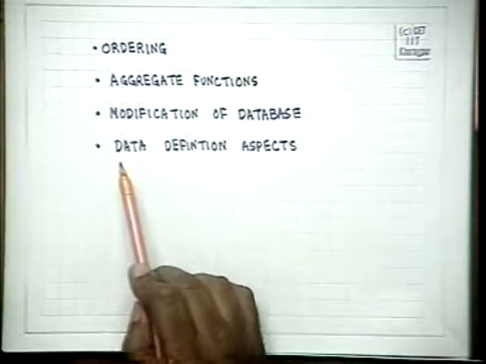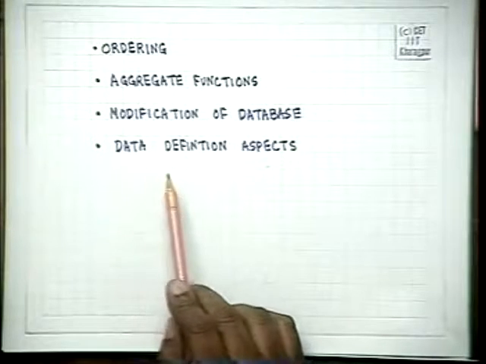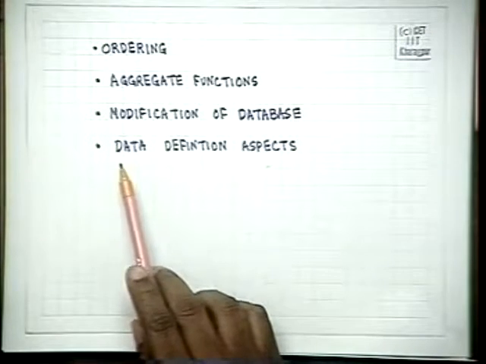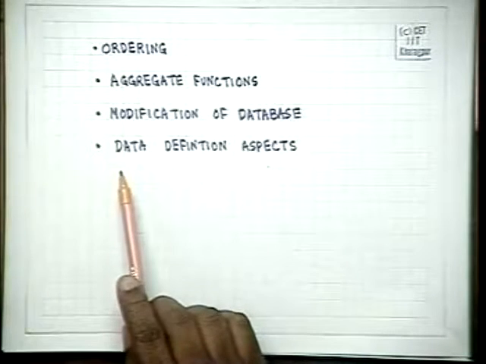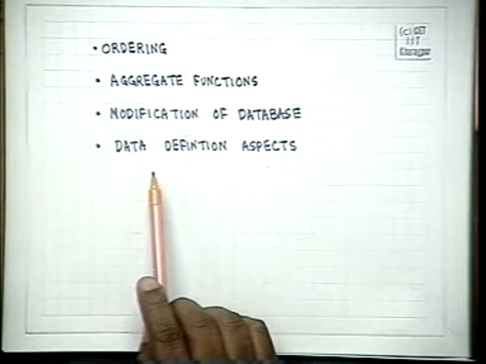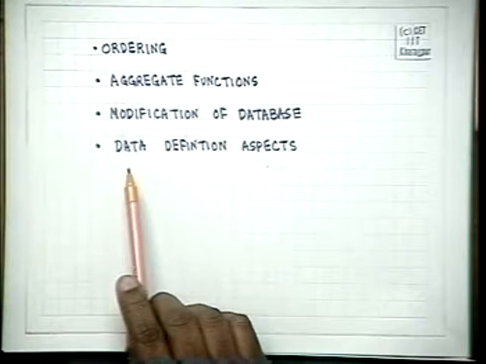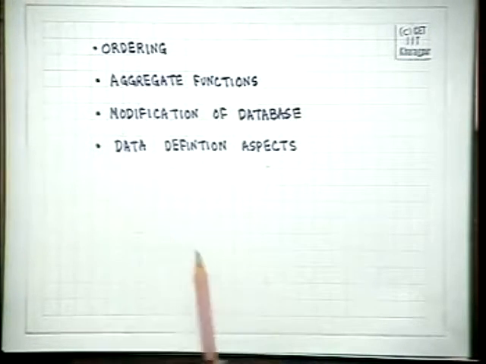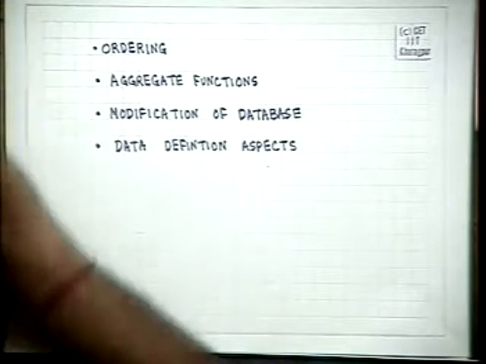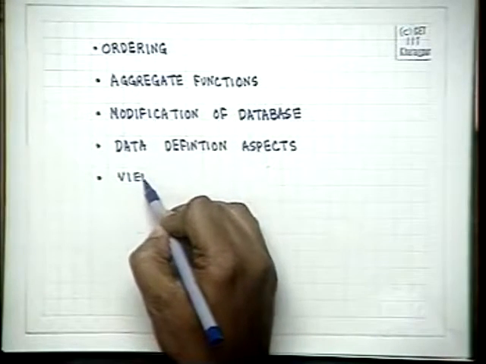The second major aspect which is provided in SQL is data definition. That is, how do we define the database itself? How do we define the data relations? What are the relations, the attributes of the relations, and the types of the attributes? And we may create a relation and we may destroy a relation. So functions for creation and destruction of relation are also provided. And finally, we will see what are called views.